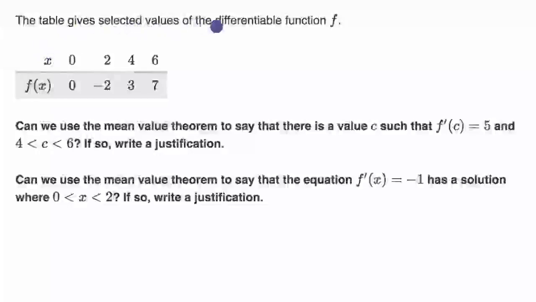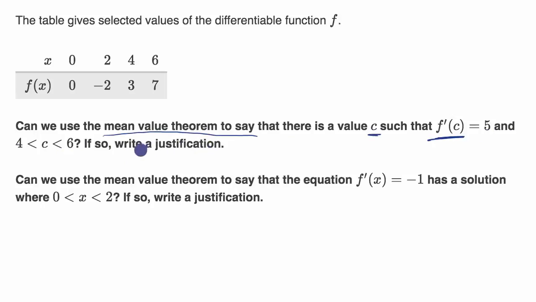The table gives selected values of the differentiable function f. All right. Can we use the mean value theorem to say that there is a value c such that f prime of c is equal to 5 and c is between 4 and 6? If so, write a justification.